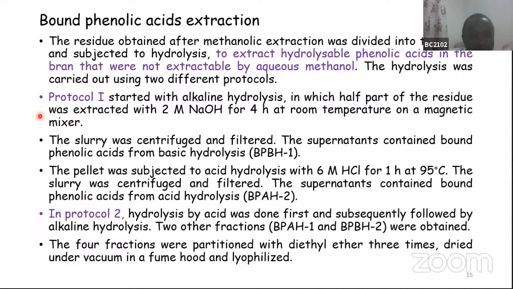For protocol 1, one part was treated with alkaline, in which half of the residue was extracted with 2 molar sodium hydroxide for 4 hours at room temperature. The solid was centrifuged and filtered. The supernatant contained bound phenolic acid from hydrolysis. The pellet was subjected to acid hydrolysis with hydrochloric acid for 1 hour at 95 degrees Celsius. The slurry was centrifuged and filtered. The supernatant contained bound phenolic acid from hydrolysis.